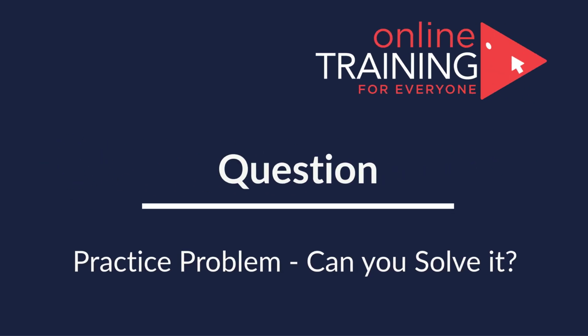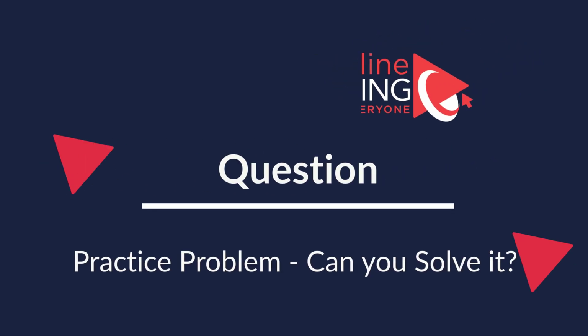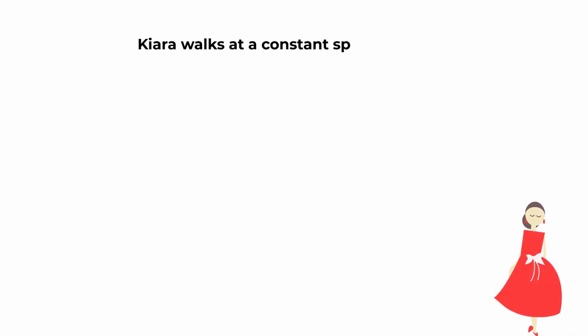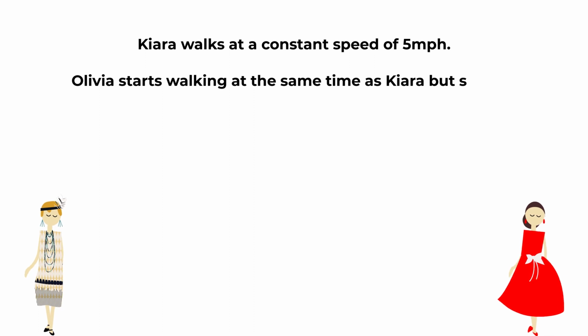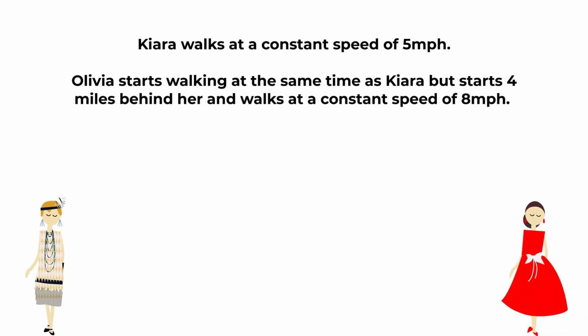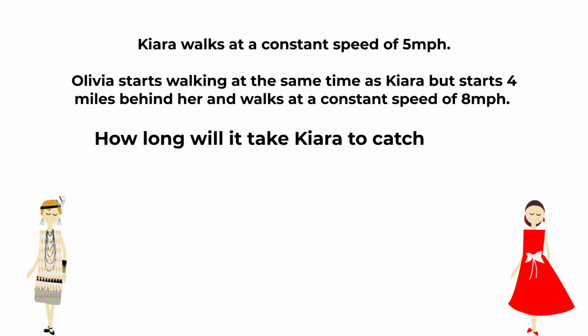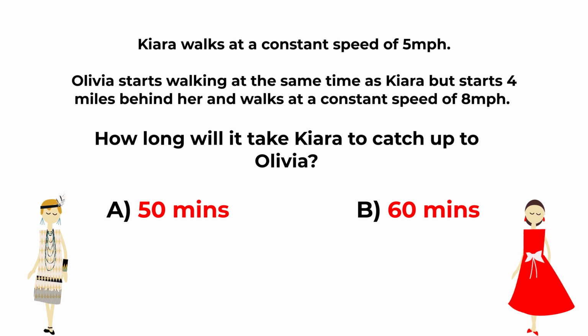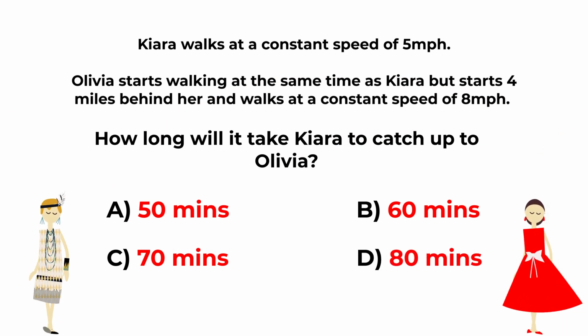Here's the practice question for you. Kiara walks at the constant speed of 5 miles per hour. Olivia starts walking at the same time as Kiara, but starts 4 miles behind her and walks at the constant speed of 8 miles per hour. How long will it take Olivia to catch up with Kiara? And you have 4 different choices. Choice A, 50 minutes. Choice B, 60 minutes. Choice C, 70 minutes. And then choice D, 18 minutes.